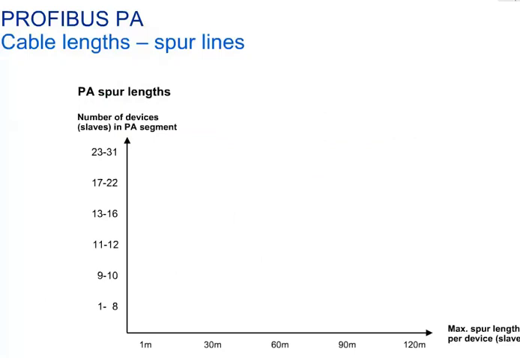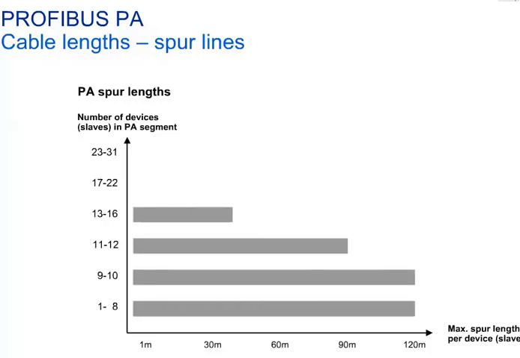A Profibus PA segment is built up using T-junctions. This means a PA segment consists of a trunk and 1 to a maximum of 31 spurs. The spur lengths are subject to rules. The more spurs, corresponding to PA field devices, are used per PA segment, the shorter each spur is. As a result, a spur can have a length between 120 meters and 1 meter.